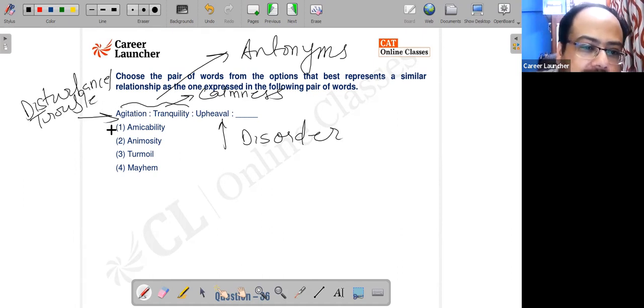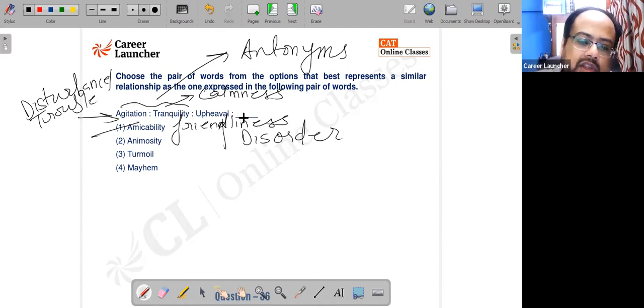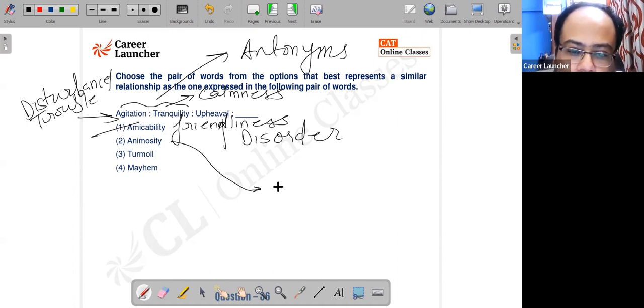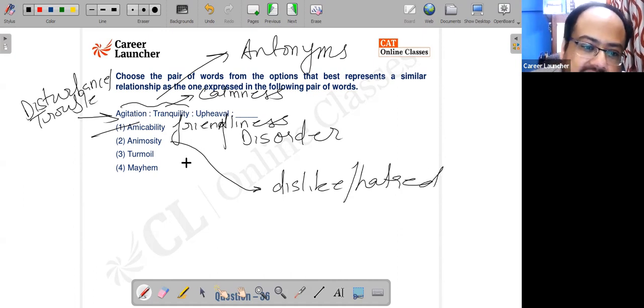Correct, Parul. The answer is option 1, amicability. Amicable means friendly. So amicability is friendliness, a positive word. Make a note of the other words. Animosity is dislike or hatred. So animosity is negative.